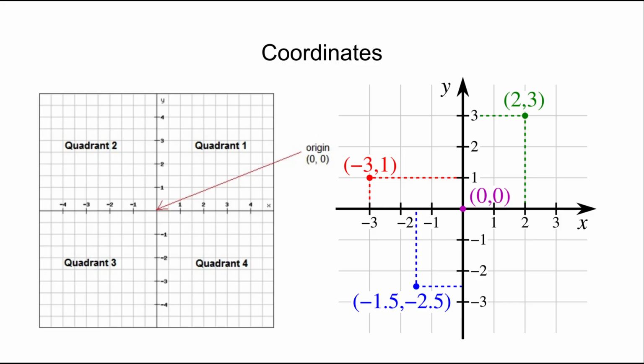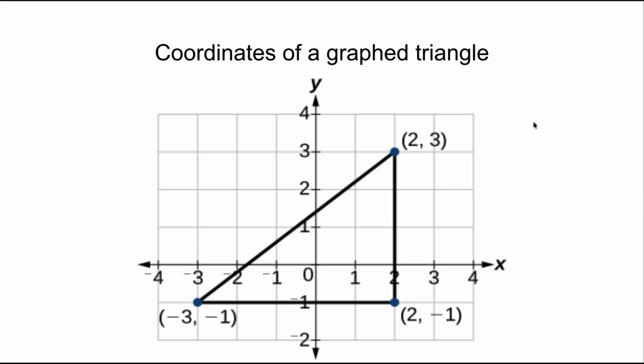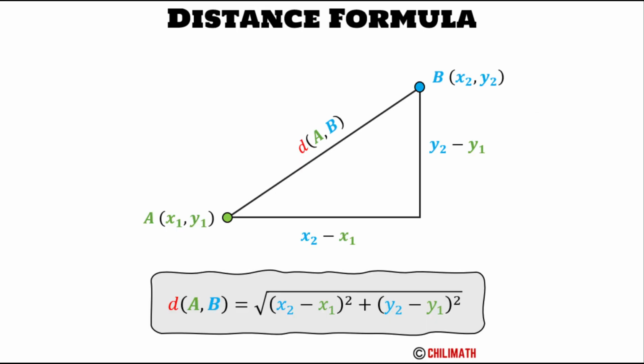And here on the right are examples of how you would plot those points. We'd have 1, 2, 3. So positive x, positive y, and so on. You can use the coordinates to graph triangles or shapes. And you also can use the coordinates to find the distance between sides of a triangle.